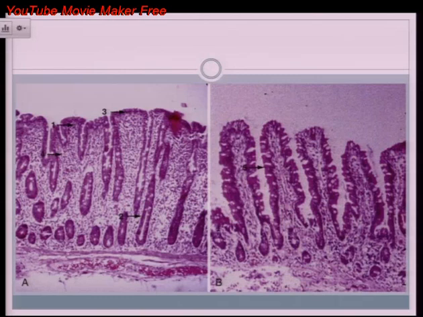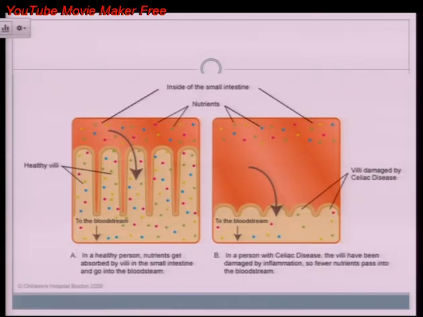And this picture doesn't show it well, but those are the intraepithelial lymphocytes, these blue structures here. So these are some of the changes that you see in the mucosa of the small intestine in celiac disease. This is another picture showing the same thing. These are the nice finger-like healthy villi, and this is in a patient with celiac. The villi are all blunted, and there's inflammation in here.